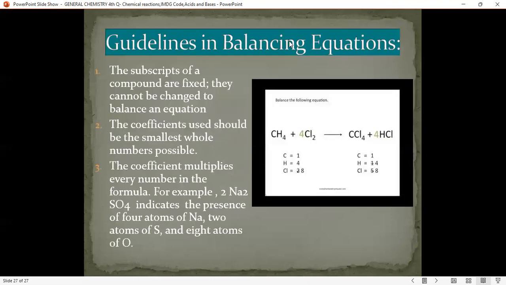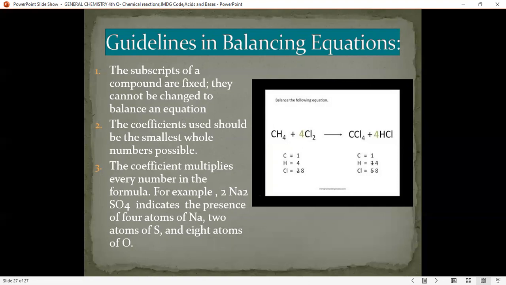So here are the guidelines in balancing equations. First, the subscripts of a compound are fixed. They cannot be changed to balance an equation. All right, so again, the subscripts, remember, are the numbers that indicate the number of that specific atom in a chemical formula. They are fixed and they cannot be changed to balance an equation. Right? We do not change them.